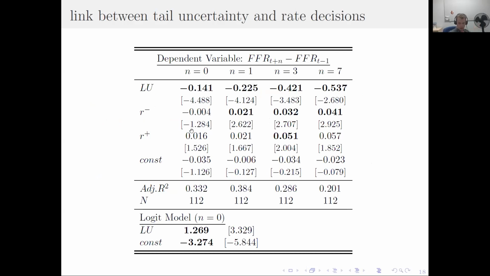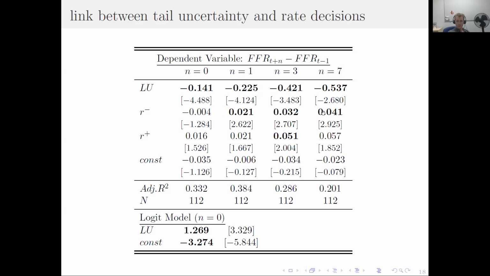So what we find is that for the next meeting, a 1 standard deviation increase in this left tail uncertainty measure corresponds to a 14 basis point cut, which is highly significant. For the next 2 meetings, the cumulative rate cut, the sum of the rate cuts between these 2 meetings, is 23 basis points, and it goes up to 54 basis points, so quite large and still significant for 8 meetings ahead.